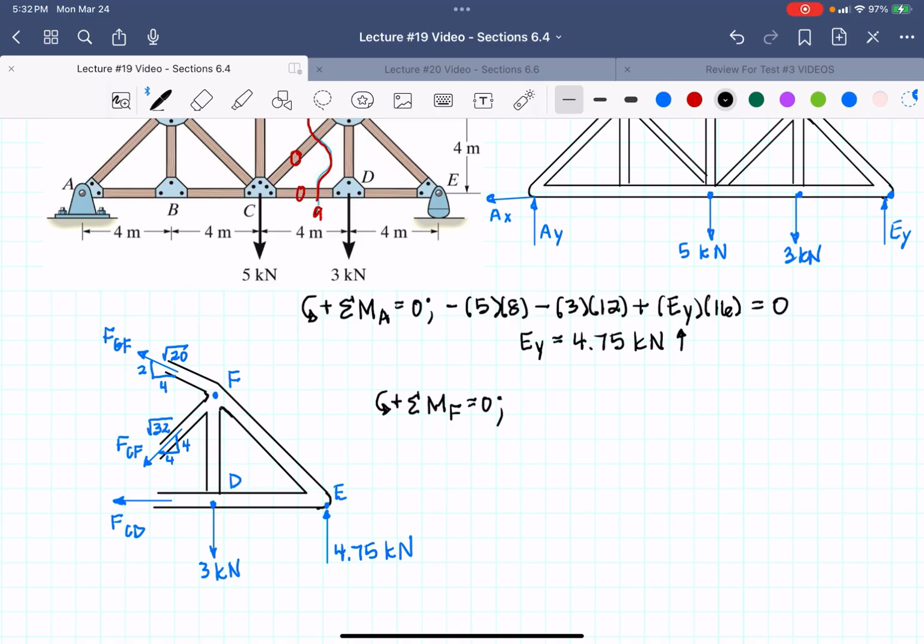And I'm going to have the 4.75 kilonewton force going positive, and it's 4 meters away. And then the only other force I've got, the 3 kilonewton force, its line of action goes through F. So the only other one I've got is FCD, which is negative.